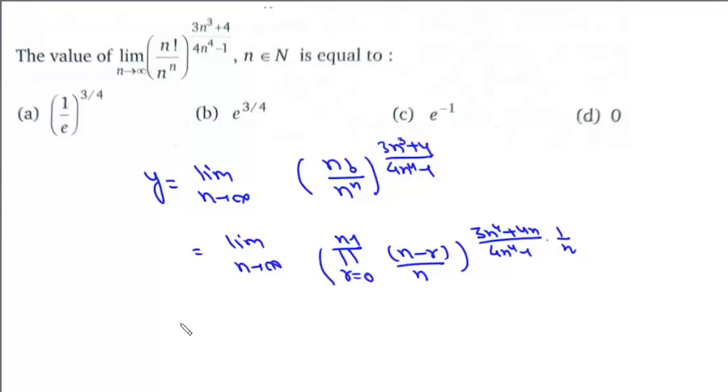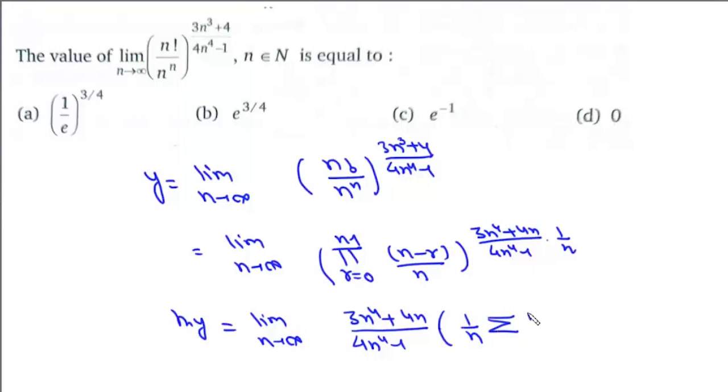Now what we'll do is, we'll take log both sides. So we'll write log y, and it will be equal to limit n tends to infinity (3n to the power 4 plus 4n) upon (4n to the power 4 minus 1), and then into this 1 by n summation of log (1 minus r by n), where r varies from 0 to n minus 1. So we have this form. Now this is an infinite limit. Highest power is n to the power 4, so this limit is going to be 3 by 4.